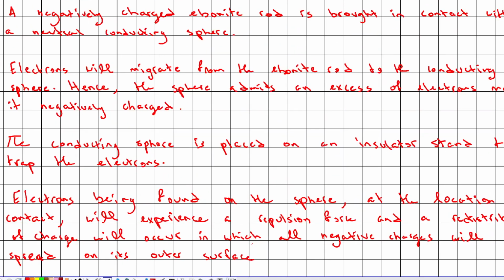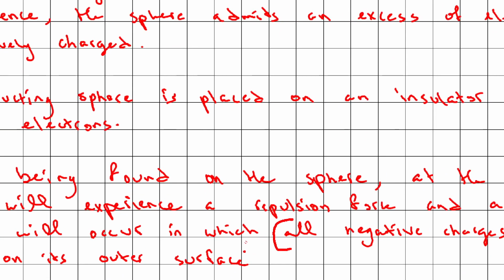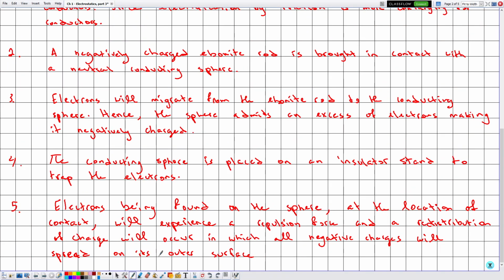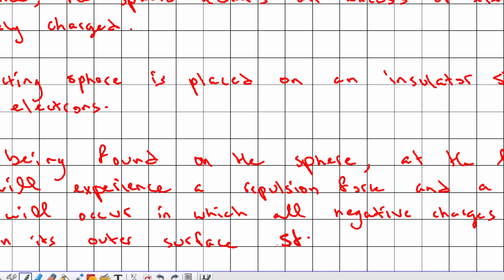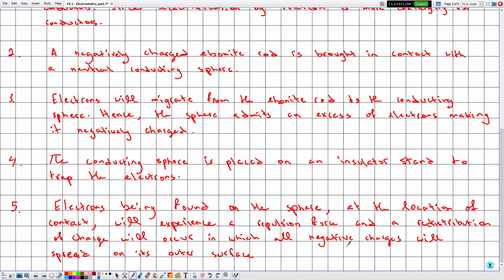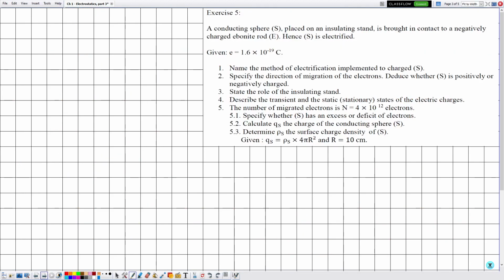And the static state is when all negative charges will spread on its outer surface, and this is known as the static state. And by that, let me solve the following exercise as a direct application on the electrification by conduction.